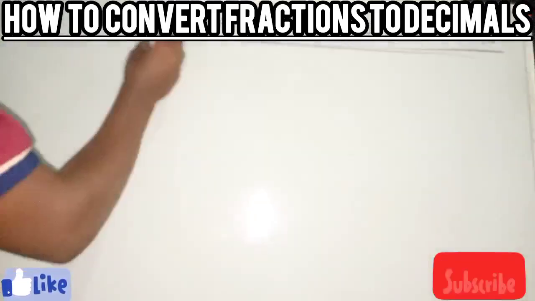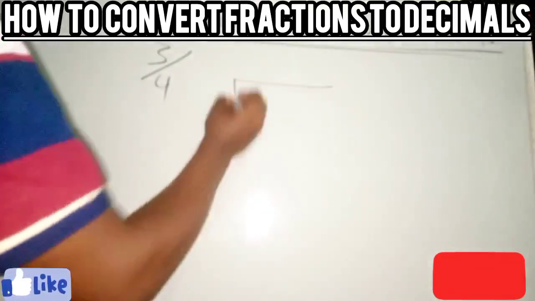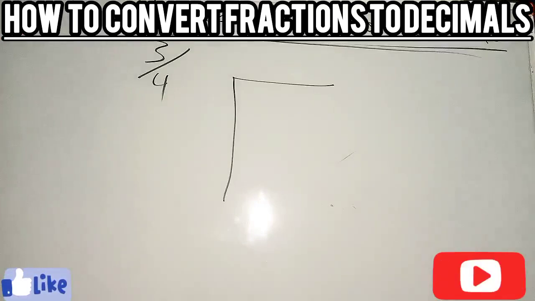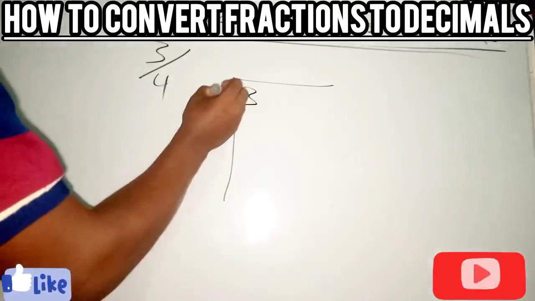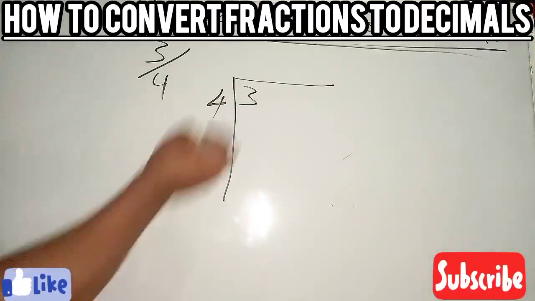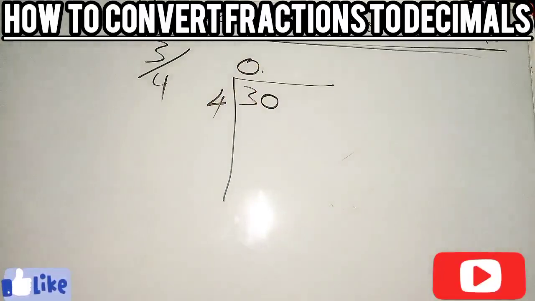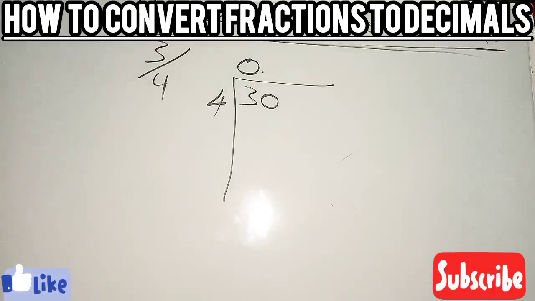Okay, let's look at another example. Let's have 3 over 4. You put it in the long division bar. So you have 3 inside, then you have 4 outside. Can 4 go here? No. So what do you do? You bring point 0 and then you add 0 to the 3. How many times can 4 go into 30?